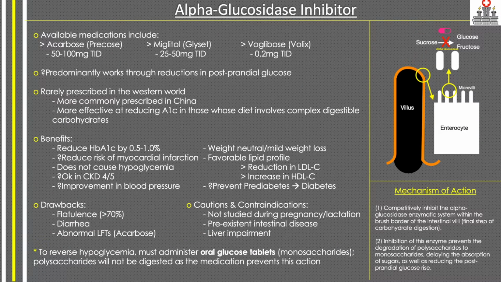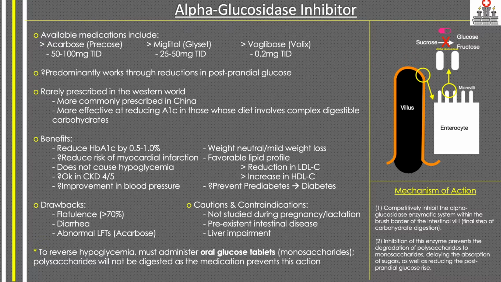Let's now discuss the alpha-glucosidase inhibitor class of medications. So it's important to note these are actually very rarely prescribed outside of Asia. There are multiple reasons for this, mainly being the side effects are just too intolerable for most patients, but it's also more effective in reducing the A1C with a large carbohydrate diet, the type of diet which is most commonly seen in East Asia rather than the Western diets.